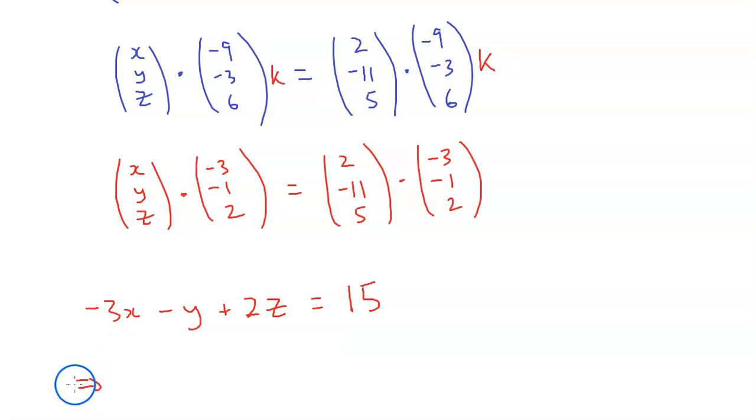And of course we can also times it by -1 if you really want the coefficient of the x to be positive. So 3x plus y minus 2z is equal to -15. That's also fine.